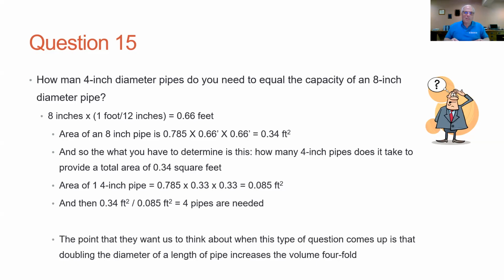This type of question comes up on exams because they're trying to get you to understand that when you double the diameter of a pipe, when you go from a 3 to a 6, or a 4 to an 8, or an 8 to a 16, you quadruple the space involved because you take the diameter and you square it. So 2 squared is 4. So it's 4 times the volume than it is the diameter. So think about that. It's always a question that comes up.